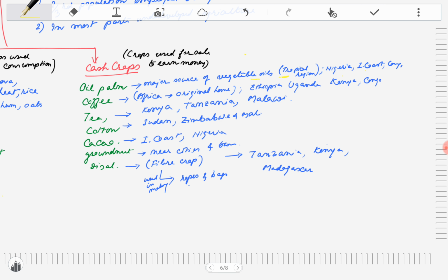Coffee's original home is Africa. It is found in Ethiopia, Uganda, Kenya, and Congo. Now it is cultivated in a very scientific way in those places, and production is very high. Tea is found in Kenya, Tanzania, and Malawi. Cotton in Sudan, Zimbabwe, and Mali. Cocoa in Ivory Coast and Nigeria.